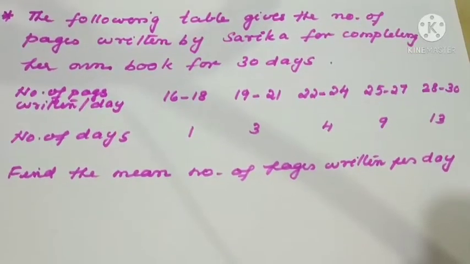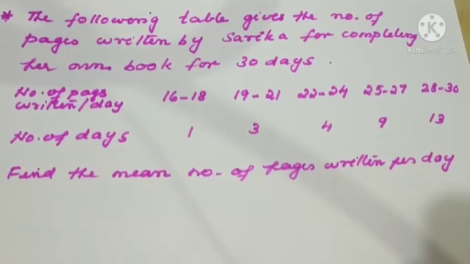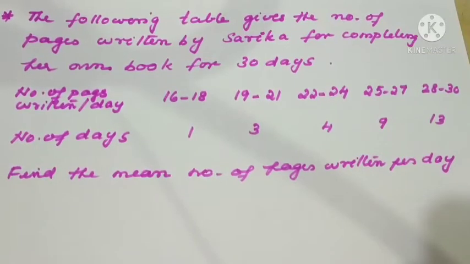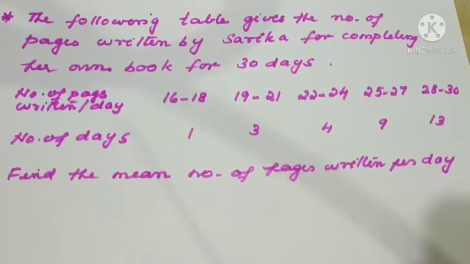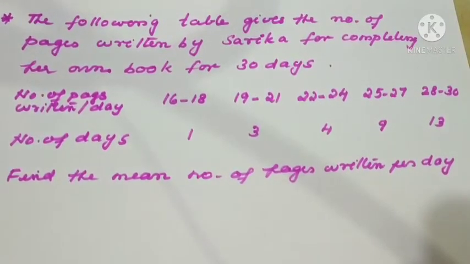Next question. The following table gives the number of pages written by Sarika for completing her own book for 30 days. Number of pages written per day: 16 to 18, 19 to 21, 22 to 24, 25 to 27, 28 to 30. Number of days respectively: 1, 3, 4, 9 and 13. Find the mean number of pages written per day.